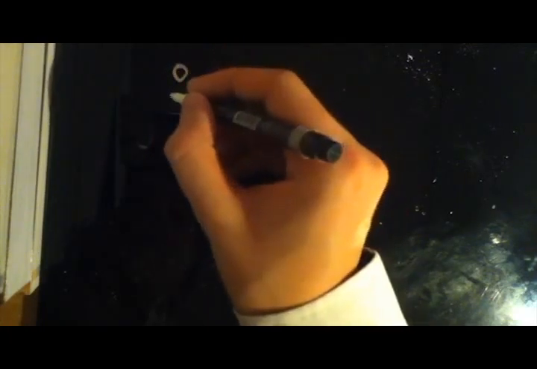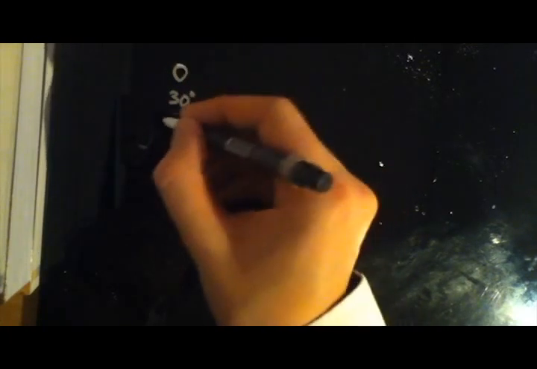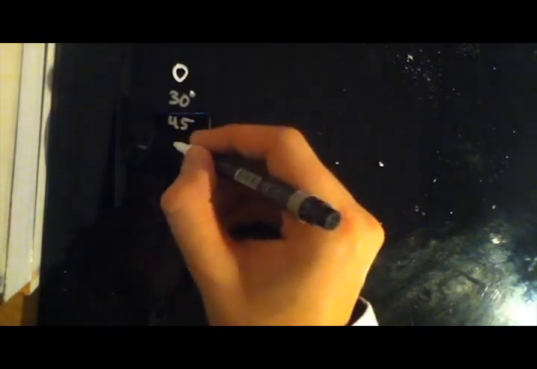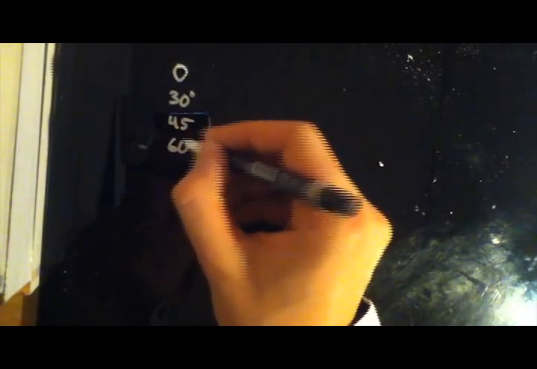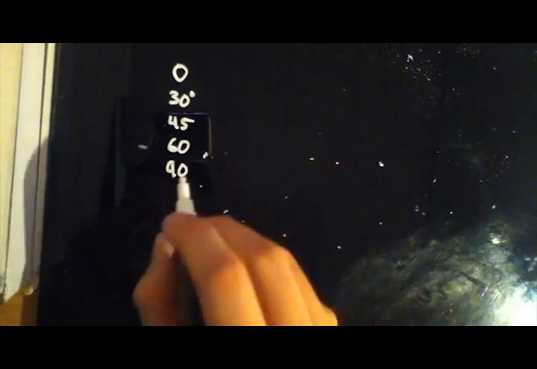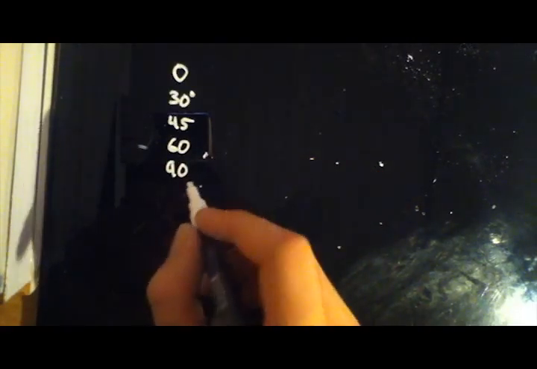Alright, welcome back. In this video we're gonna use radians and degrees in order to figure out the values of sine and cosine and tangent of certain degrees. So let's write down the most fundamental degrees that we know of: 0, 30, 45, 60, and 90. Those are the degrees we learned, right?